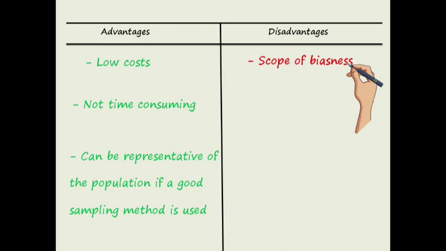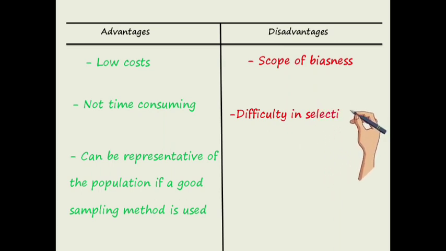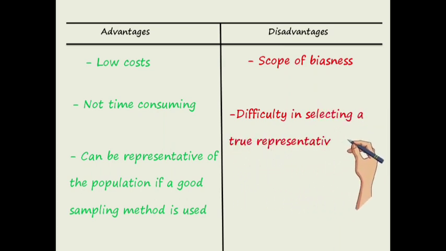Another disadvantage of the sampling method is that sometimes there is difficulty in selecting a true representative sample. Despite efforts to employ random sampling or other representative techniques, it can be difficult to ensure that the sample accurately reflects the diversity and characteristics of the entire population.